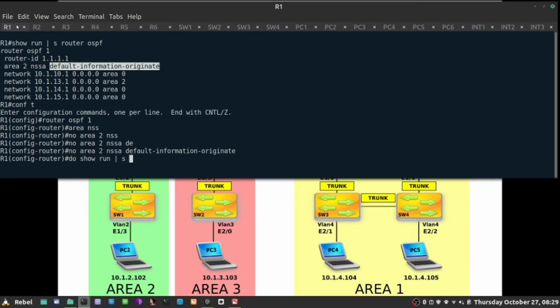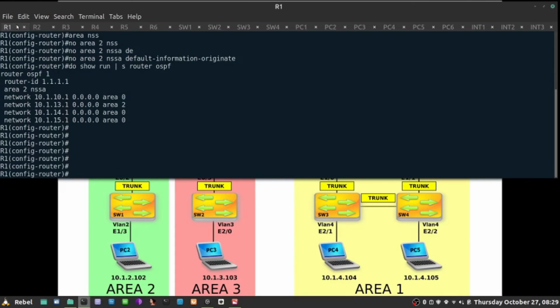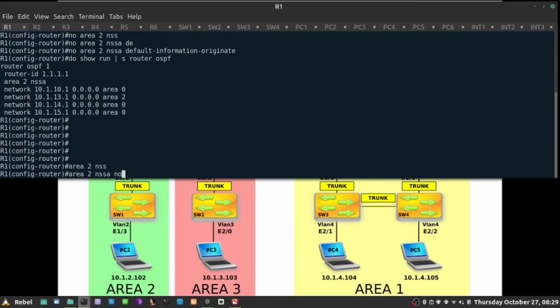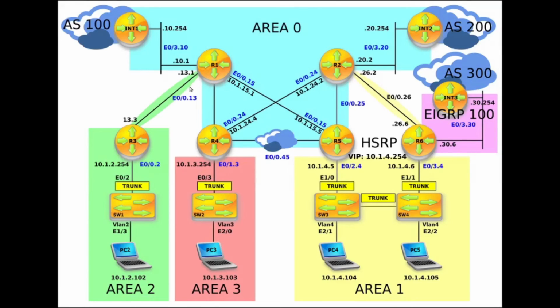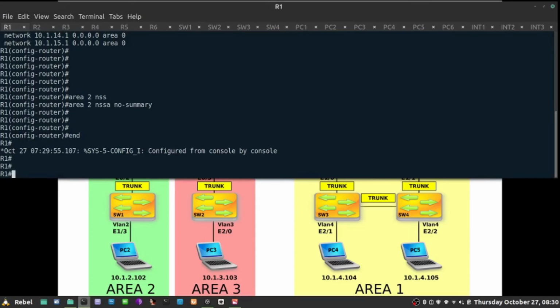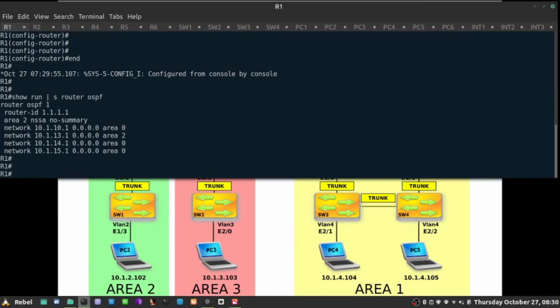That leaves me with just, show run section router ospf, with NSSA without the default-information originate, and I'm going to change it to area 2 nssa no-summary. Now this becomes the totally NSSA area, totally not-so-stubby area. What that means is that R3 and switch 1 won't receive the external prefixes from the EIGRP world here, but they will also not be receiving the LSA type 3 inter-area prefixes. Instead, router 1 introduces itself as the gateway of last resort without the need for the default-information originate command.